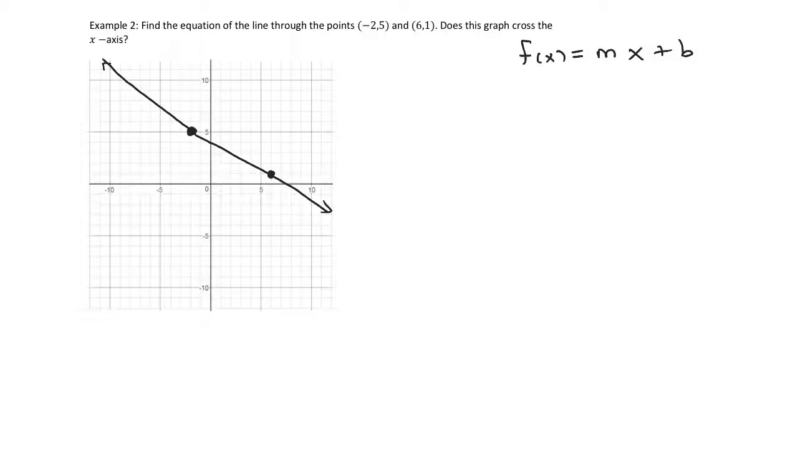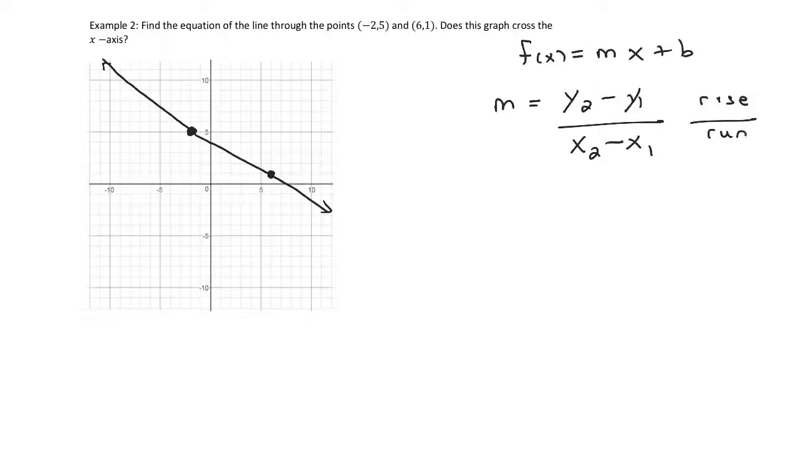So on the previous page, I had a formula for slope. It was y2 minus y1 over x2 minus x1. This is the idea of rise over run, just stated in a different way. I'm going to label my points x1, y1 and x2, y2, and I'm going to use this formula to figure out, well, what is the slope of this line?